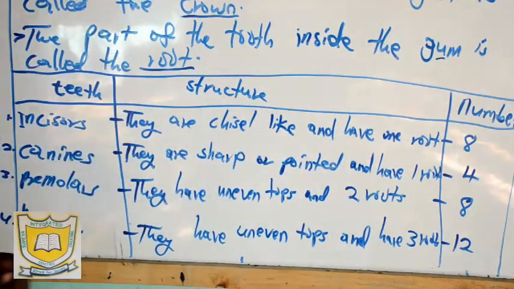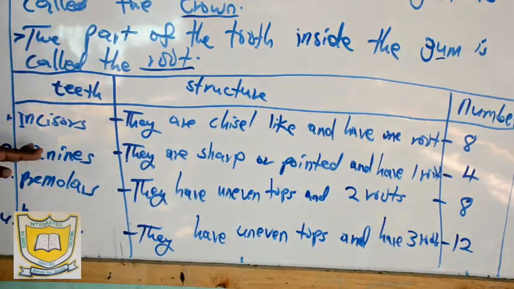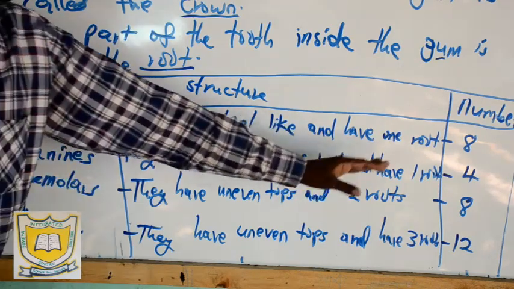four canines. Now we have that one which is known as the premolars. Now what is the structure of the premolars? We say that they have uneven tops and two roots. You find that the first two types of teeth, which are incisors and canines, we have said that they only have one root.